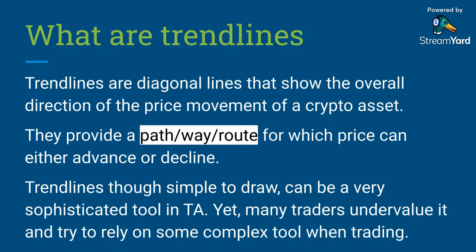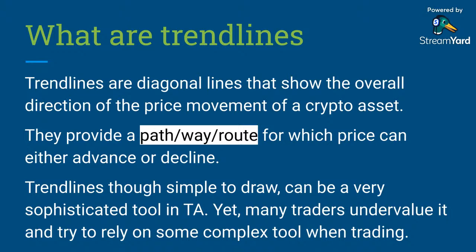We also talked about how they provide a path, a way, or a route along which price can either advance or decline. Remember, when we were talking about market structure, I said there's a decline or the uptrend. In the uptrend the market is advancing upward, and the trend line provides a pathway for price to follow in order to go up. Yes, we know that price is going up, but there has to be a road.